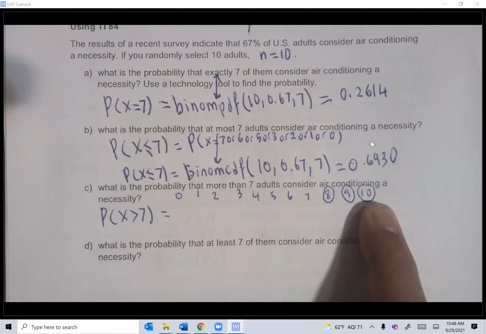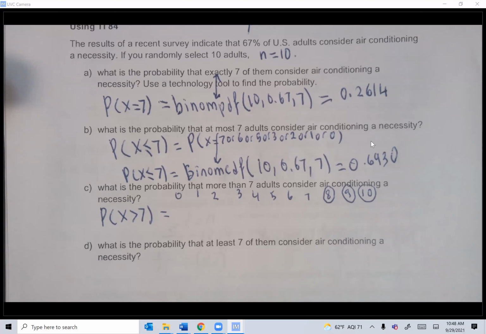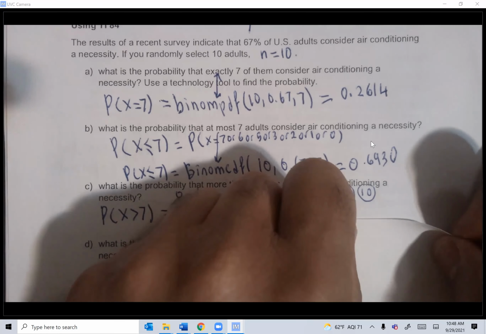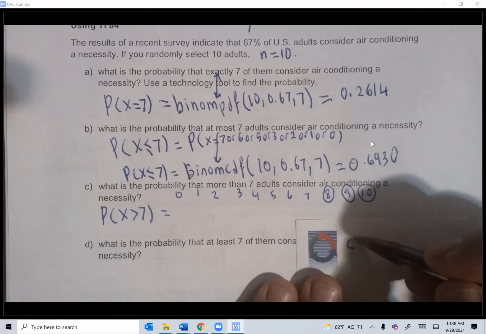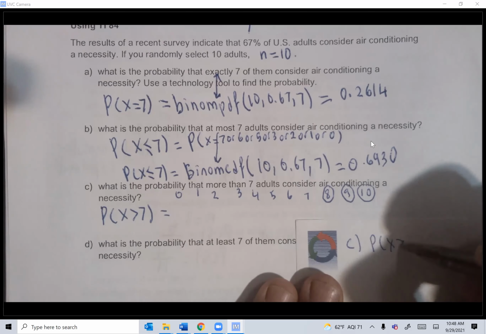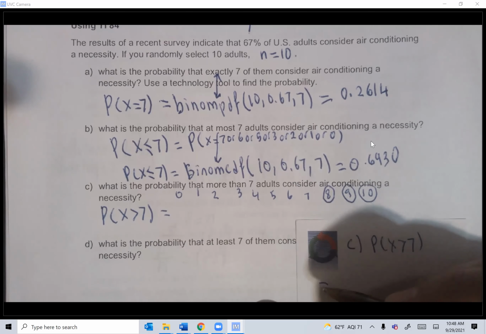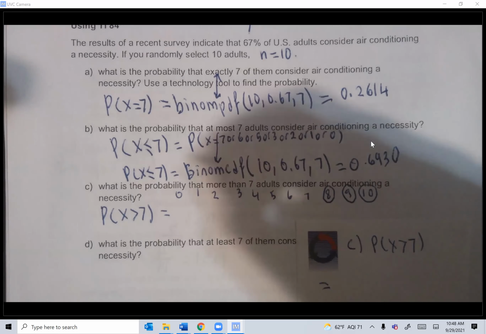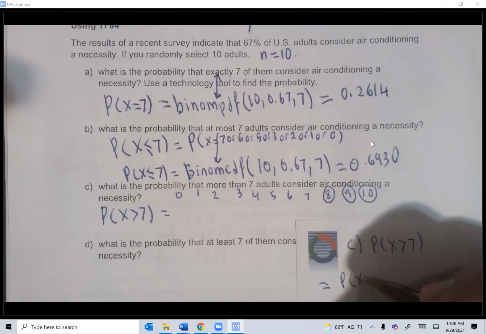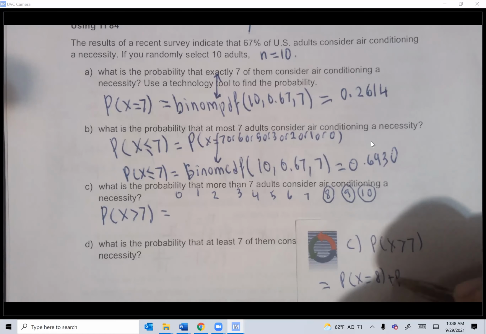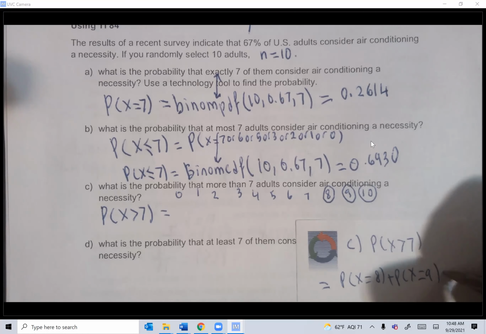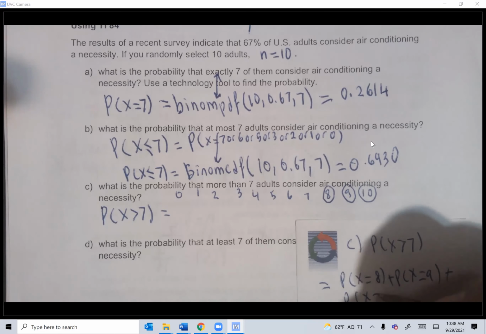That would be one way to do it, but I'm going to show you another way as well. So here is one way. I'm just going to put it right here. For part C, probability of X greater than 7, I don't recommend this way, but I have students who do it this way. That means the probability of X equals 8 plus probability of X equals 9 plus probability of X equals 10.